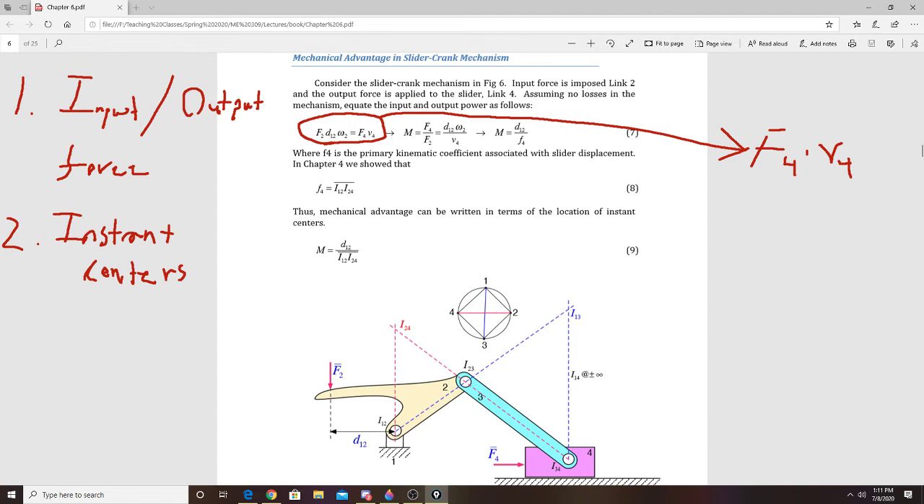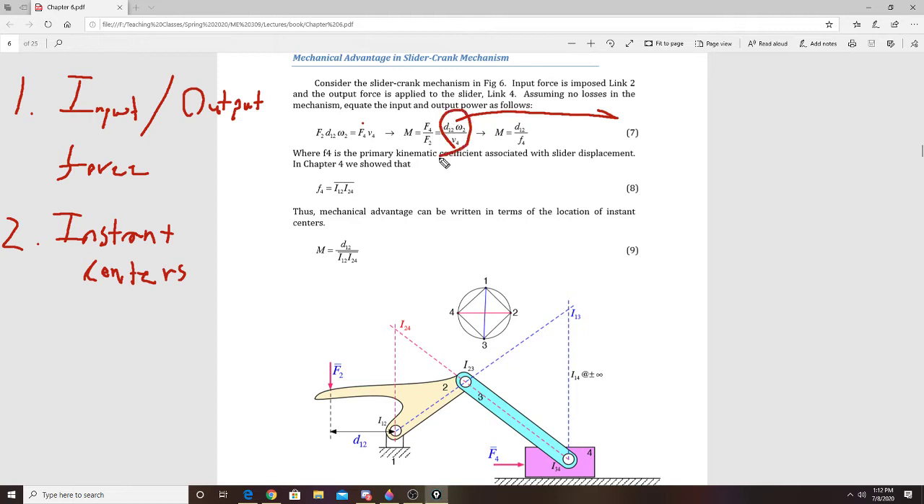Right here. So the difference between this one and the last one is that our equations would have mirrored each other. It would have been F4, D14, V4, or not V4, omega 4. But because we have a slider, we don't use angular velocity. Alright, and then it further manipulates this, so we move F4, we get it into this form, output force versus input. So you divide this over, divide that to the other side, and you end up with D12 omega 2 over V4, right?